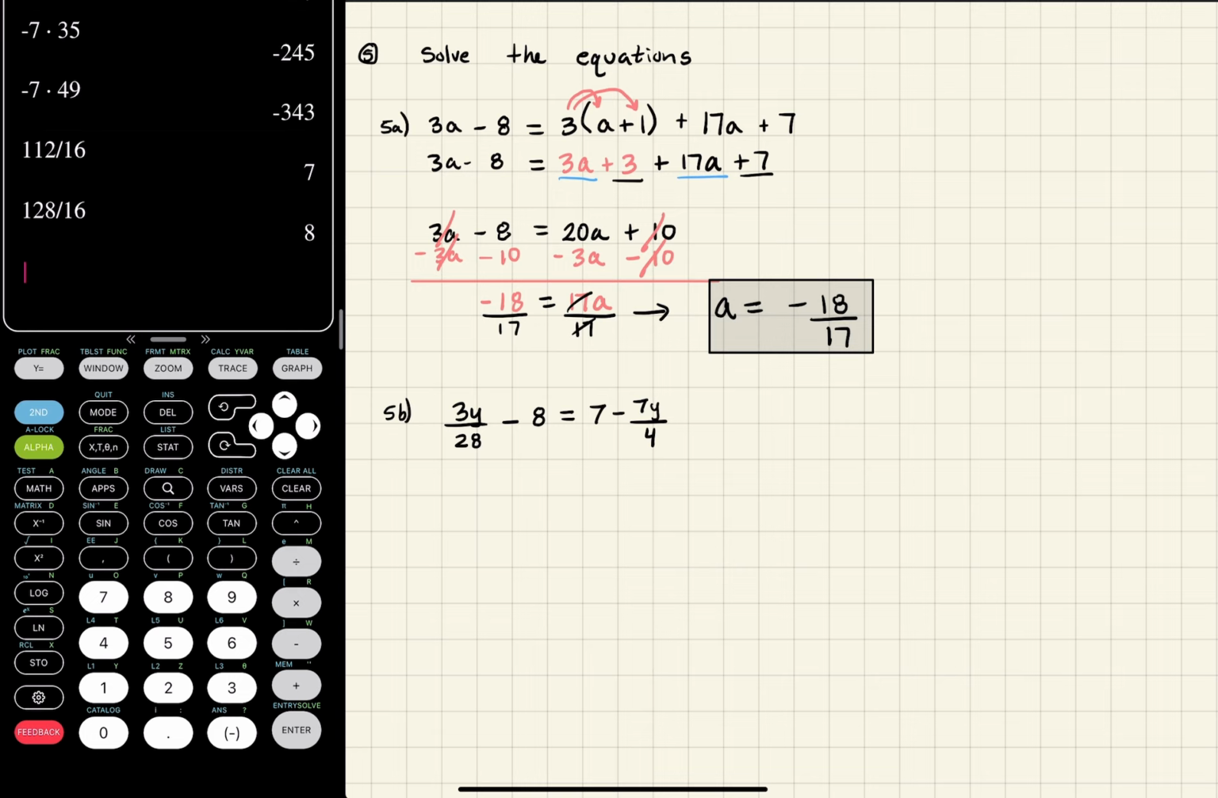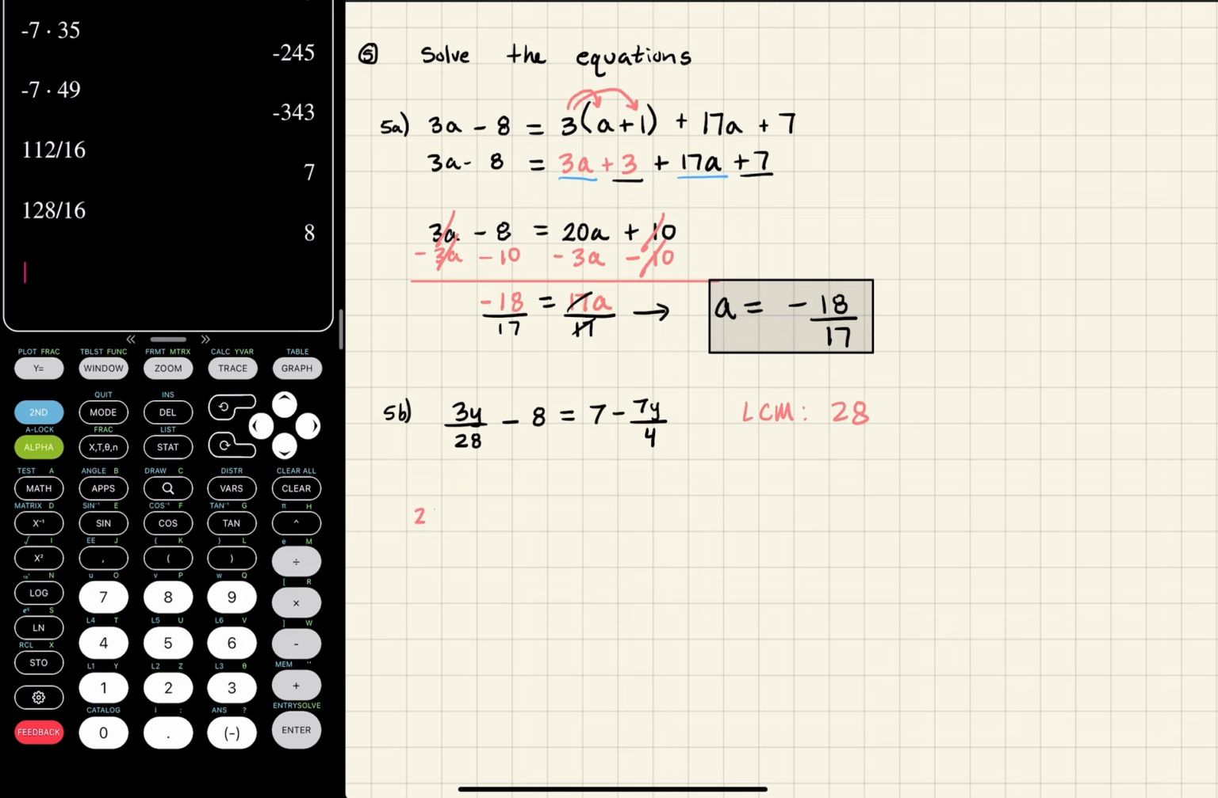Looking at this 5b problem, we've got some fractions involved, and anytime we have fractions like that, I like to find a least common multiple, maybe a least common denominator, a number that both of these can go into. And the LCM here looks to be 28. 28 goes into 28, and 4 goes into 28.